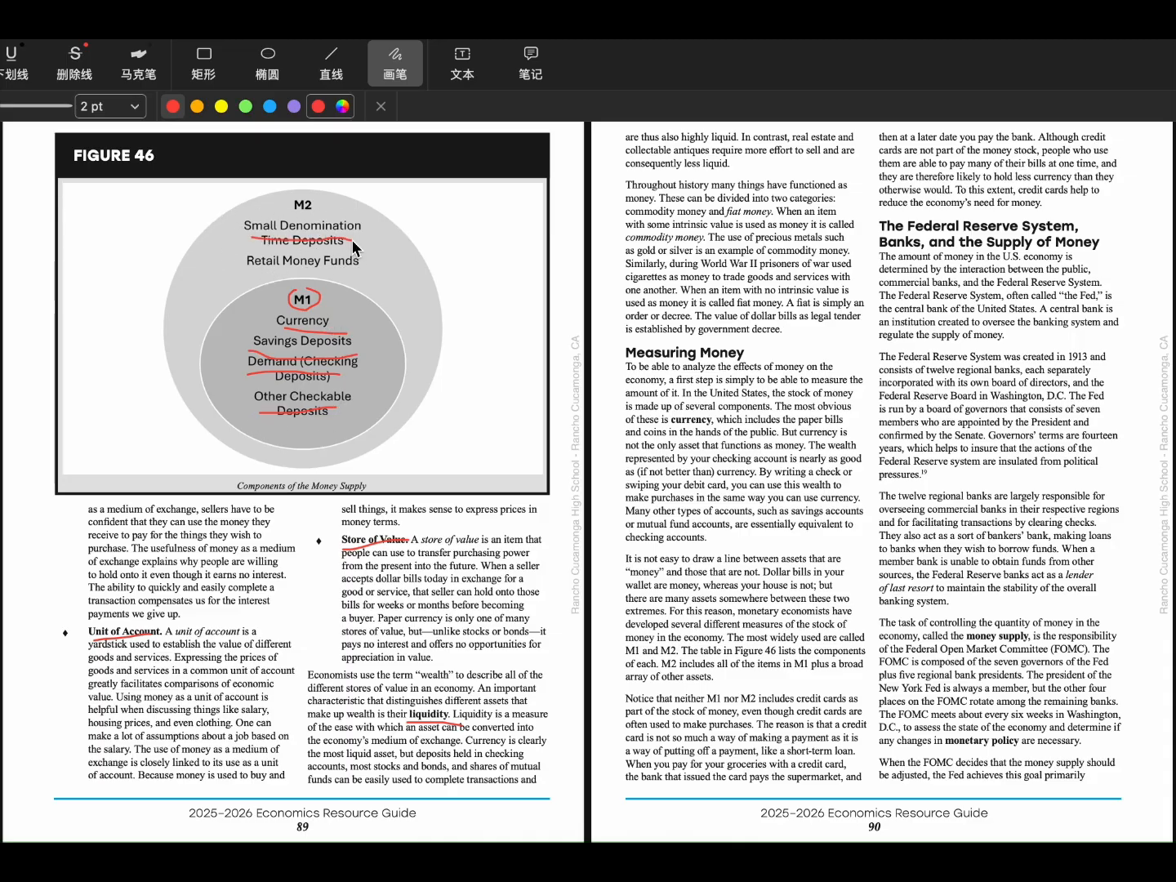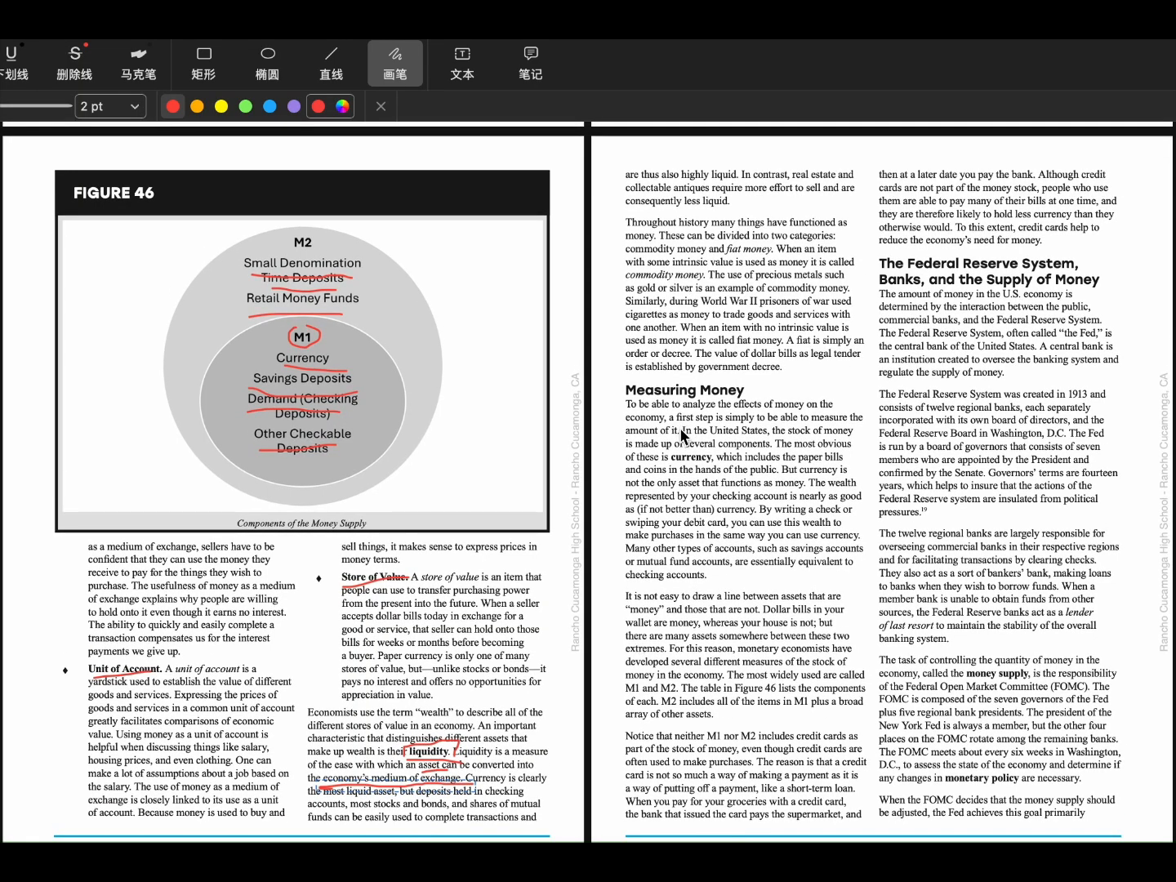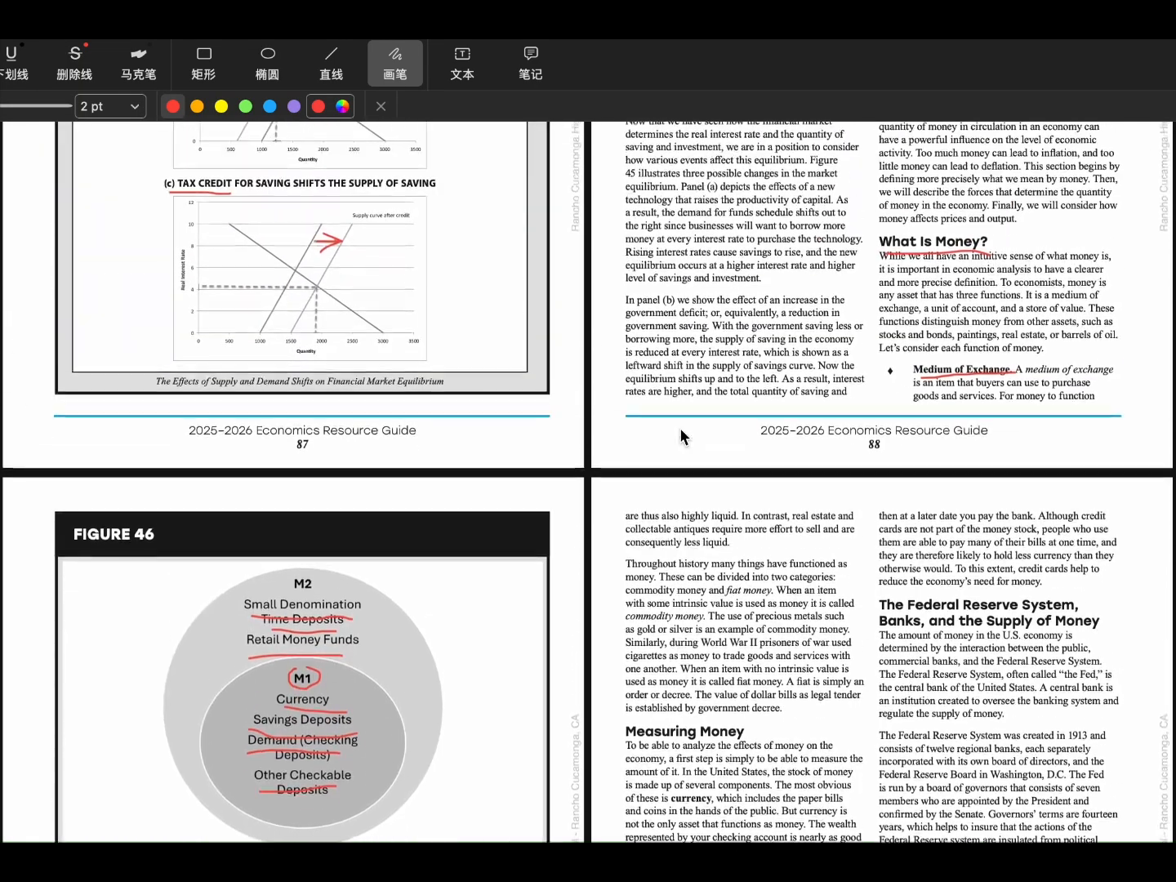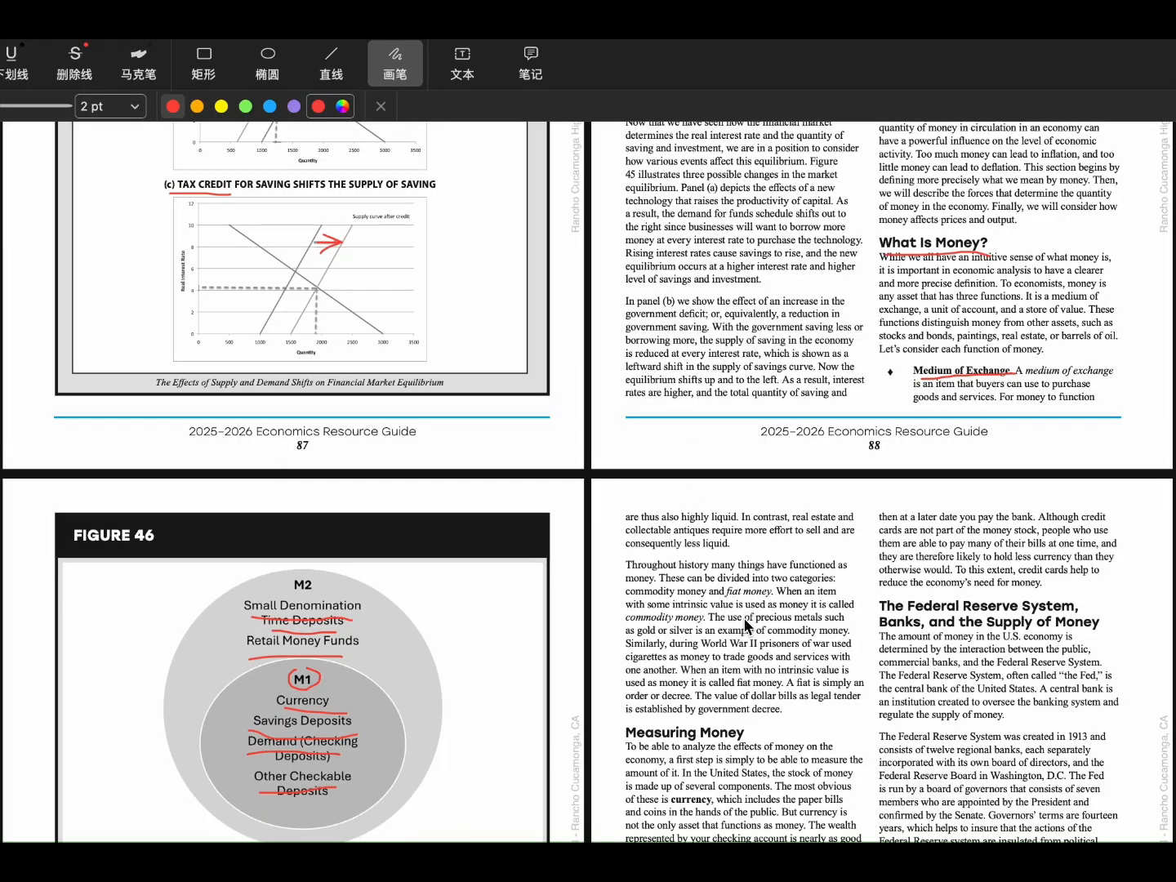What is in the M2? Small denomination time deposits and retail money funds. Those are harder to liquidate. In other words, liquidity is not only talking about money, it's also talking about assets. How easily can you convert an asset to the economy's medium of exchange? That's what liquidity means.